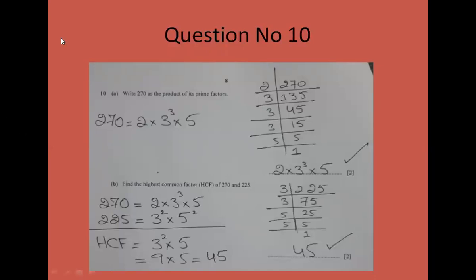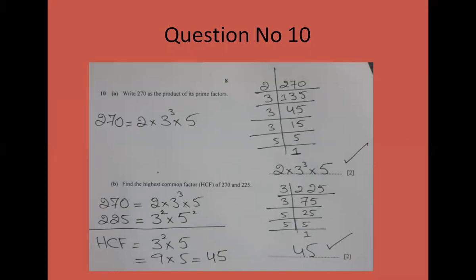And in the same way, prime factorize 225. We will divide with the 3, you will get 75. Again divide with the 3, you get 25. Again divide with 5, you get 5. 5 divided by 5, that will be 1. So the 270 is 2 into 3 raised to power 3 into 5, and 225 is 3 square into 5 square.